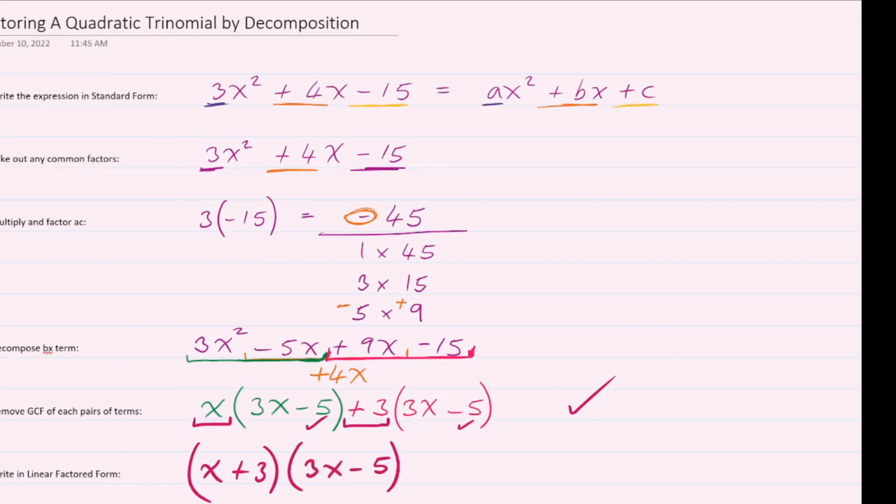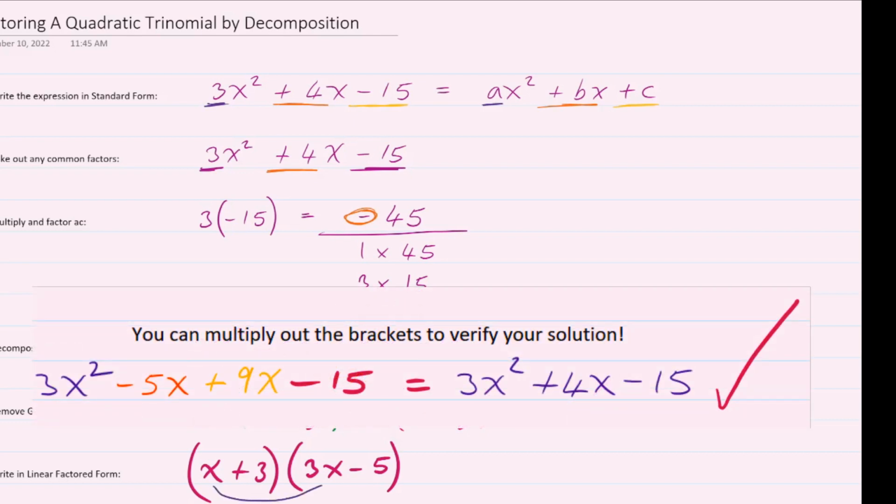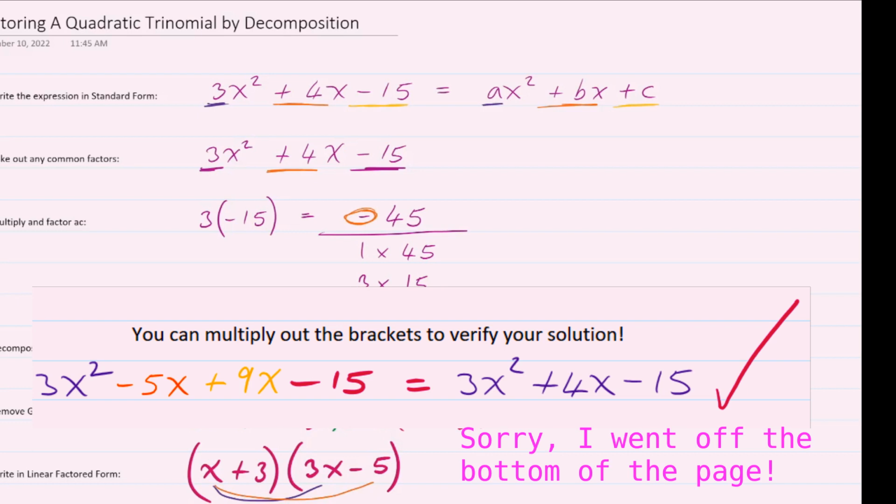There we go. Okay, and we can always multiply this out just to check that we do get back to the start. So we do x times 3x gives us 3x squared. We do x times negative 5 gives us negative 5x. And then we do 3 times 3x, giving us positive 9x. And then 3 times negative 5 is negative 15.